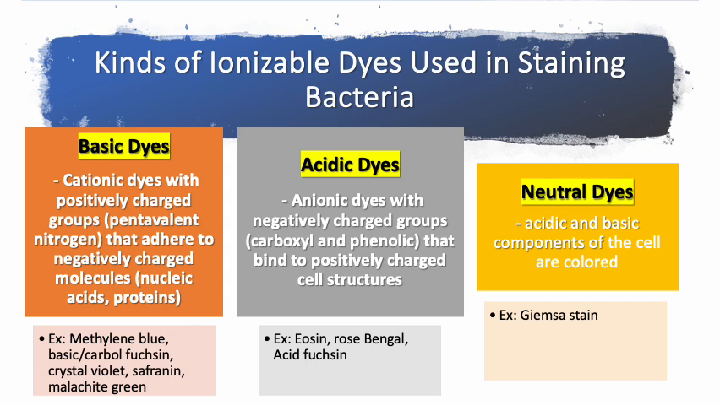Next would be your acidic dyes. Now, your acidic dyes are anionic dyes with negatively charged groups of carboxyl and phenolic functional groups that bind to positively charged cell structure. Now, examples of acidic dyes are your eosin, your rose bengal, and your acid fuchsin. Now, lastly, there exists a kind of ionizable dye which is called a neutral dye. When we say neutral dyes, the acidic and basic components of the cell are colored. An example of a neutral dye is your Giemsa stain, which is usually used for staining blood smear.